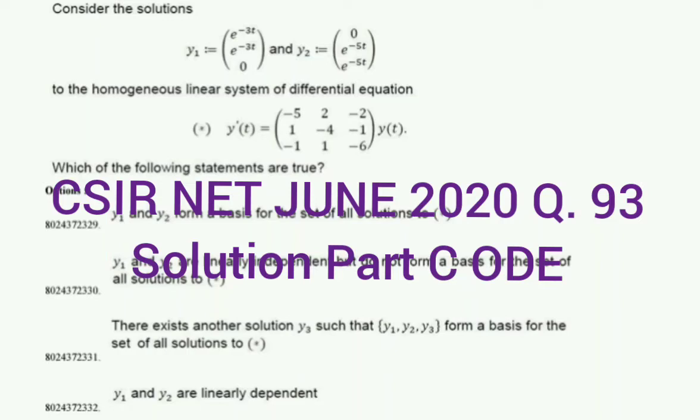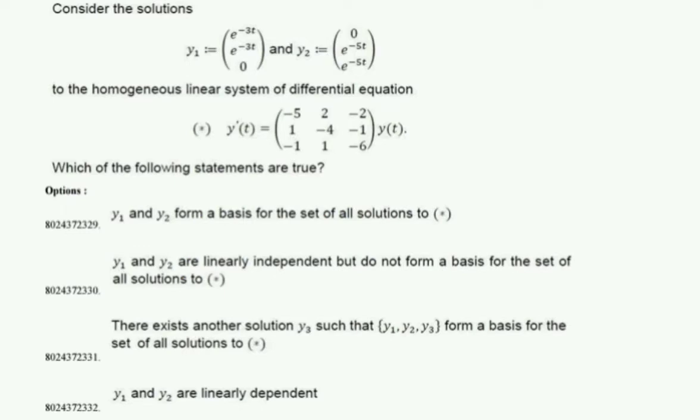Hello everyone, today I am solving another question of CSIR NET June 2020. In this question, consider the solutions y1 and y2 to the homogeneous linear system of differential equations y'(t) equal to the matrix [-5, 2, -2; 1, -4, -1; -1, 1, -6] times y(t). Which of the following statements are true?